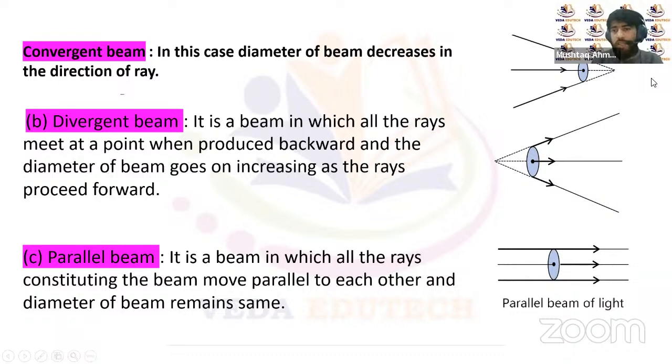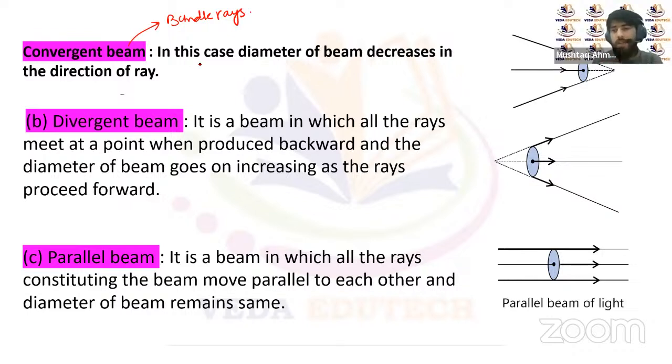Now there can be different types of rays, right? One type we call a convergent ray, or convergent beam. A beam is the bundle of rays. Beam of light is nothing but a bundle of rays traveling in a straight line, or rectilinear path. Such a bundle of rays we call a beam.